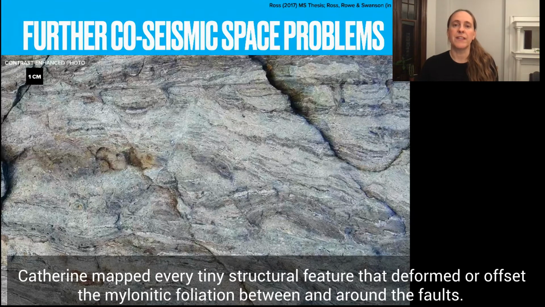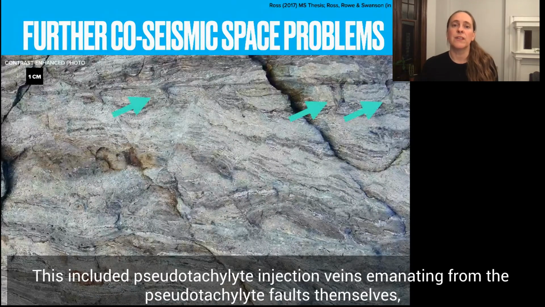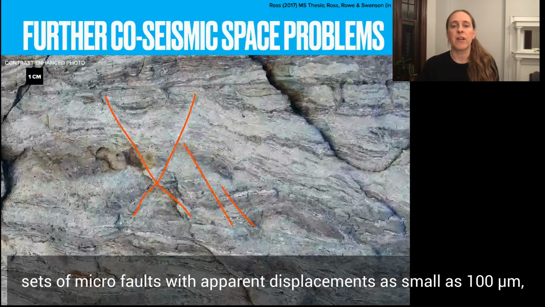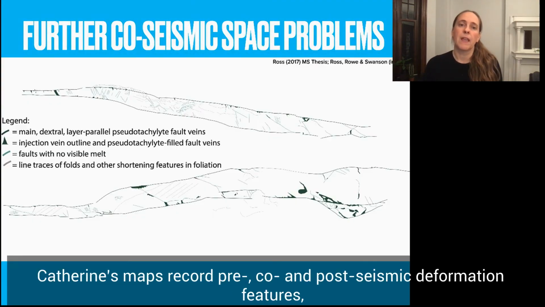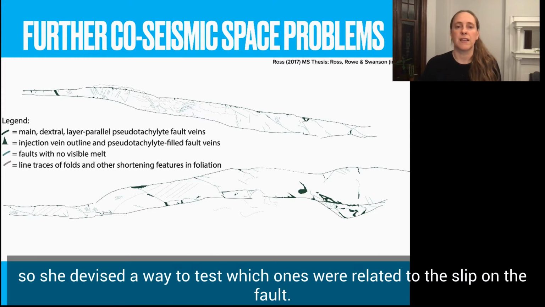Catherine mapped every tiny structural feature that deformed or offset the myelinitic foliation between and around the faults. This included pseudotactylite injection veins emanating from the pseudotactylite faults themselves, sets of microfaults with apparent displacements as small as 100 microns, and the folds and kinks that deflect the foliation.